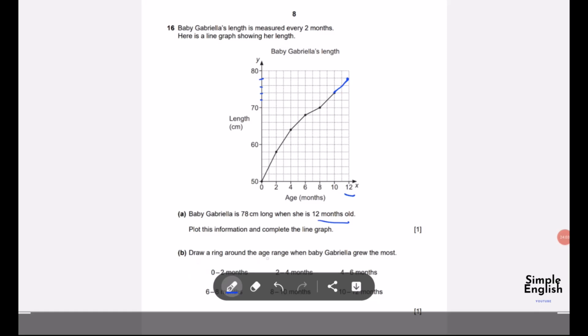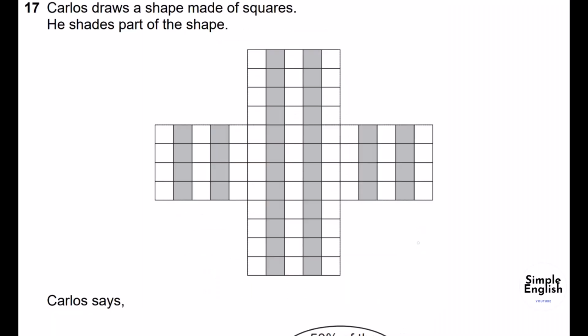B. Draw around the age range when baby Gabriella grew the most. So we need to find out which one grew the most. How about between 0 and 2 months, that means 58, right? Between 2 and 4 months, 1, 2, 3, just 3 squares, right? So I think this one must be the one where she grew the most, right? Okay, 17.